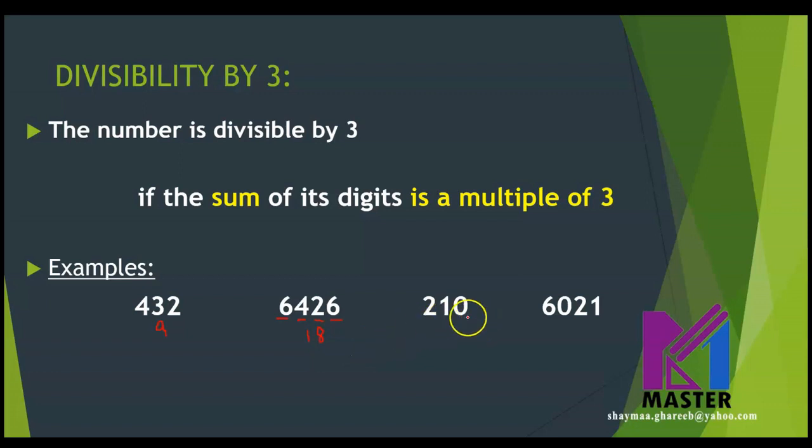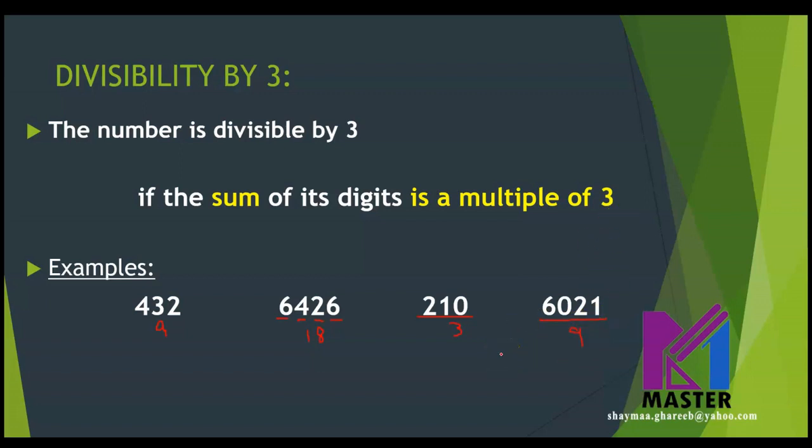What about this number 210? The sum of all the digits is 2 plus 1 plus 0 equals 3. And 3 is a multiple of 3. So 210 is a multiple of 3. And the last number 6021. The sum of the digits 6 plus 0 plus 2 plus 1 equals 9. So the sum of the digits is 9, and 9 is a multiple of 3.